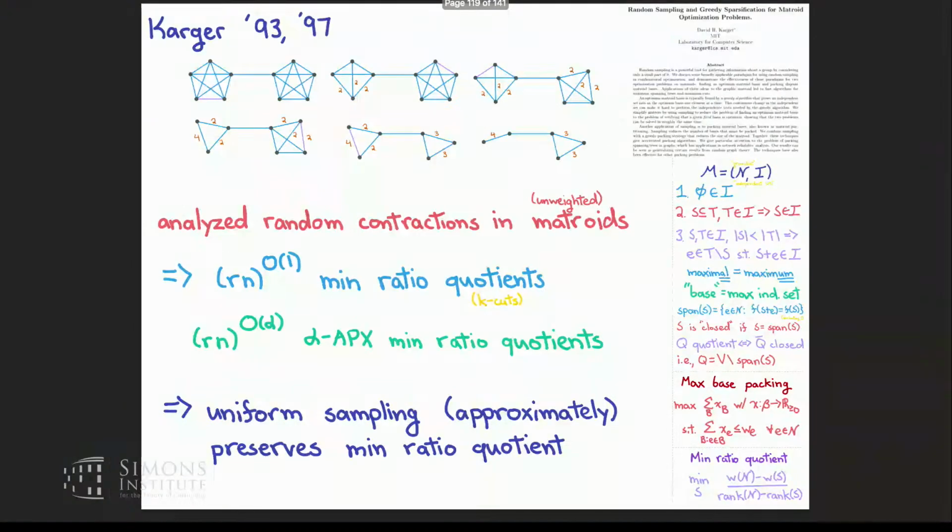A third paper I want to mention by Karger is where he started to do to Matroids what he had been doing to graphs. He had studied a random contraction algorithm in Matroids where you take an element and look in the remaining quotient. In some ways he did the analog of preserving the minimum cut. He's trying to preserve the minimum quotient in a Matroid.